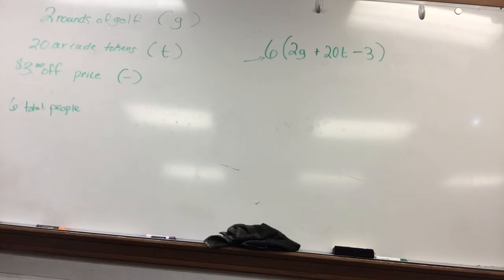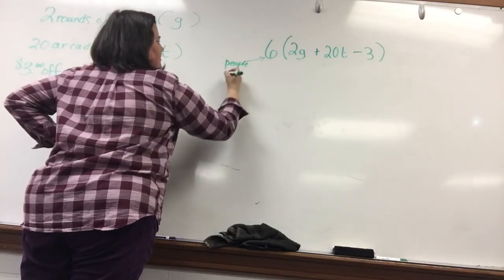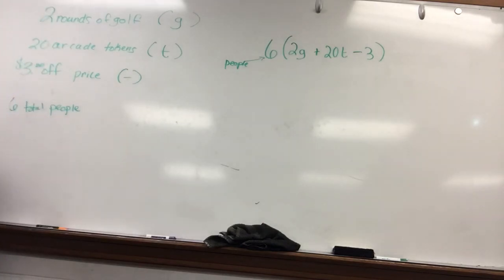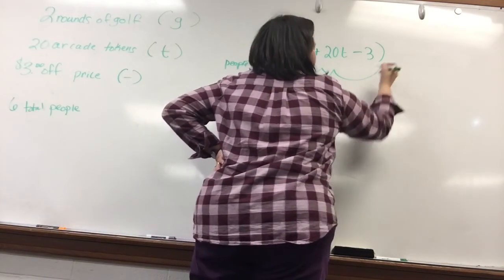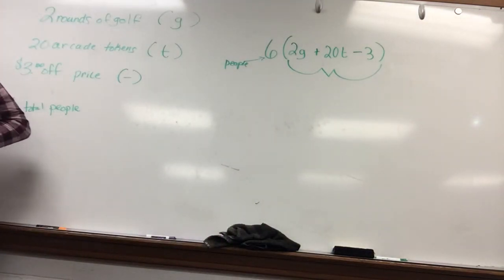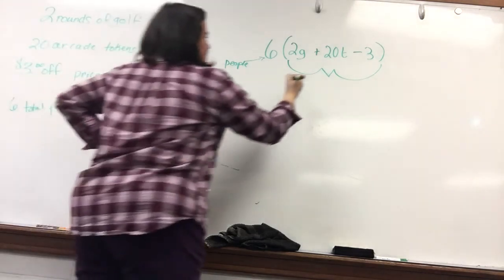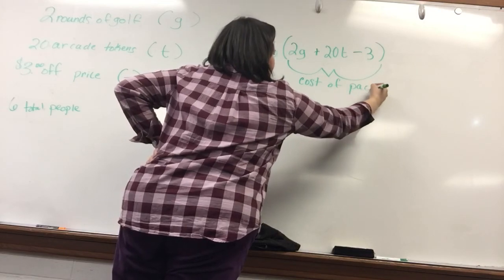Luke? Yeah. People, friends, whatever, however we want to label that. Okay? What else? What is that whole thing in the parentheses stand for? What did you say, Mason? I think that was Levi. Or was it Levi? What did you say? The package, right? The cost of the package. Very good, Levi. So that's the cost of one package.